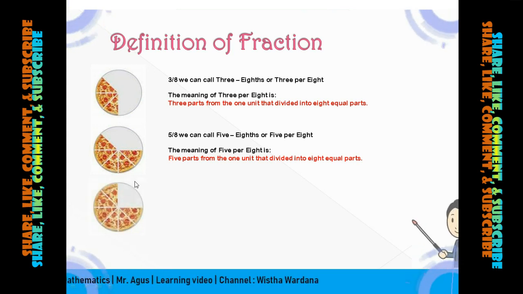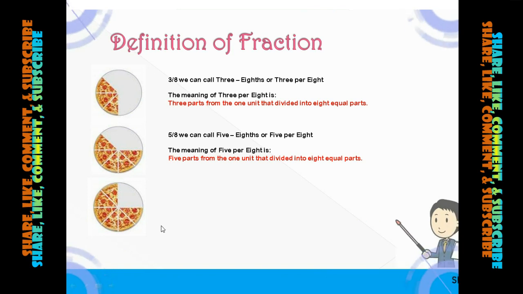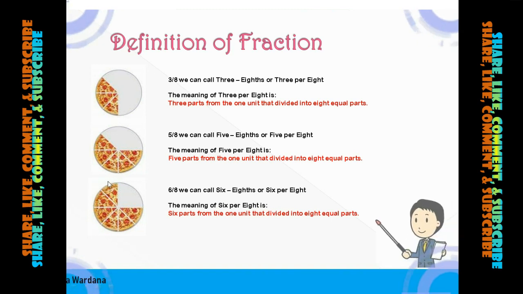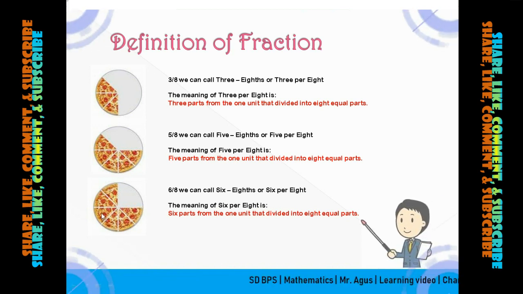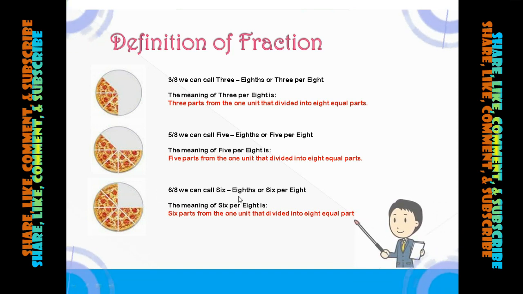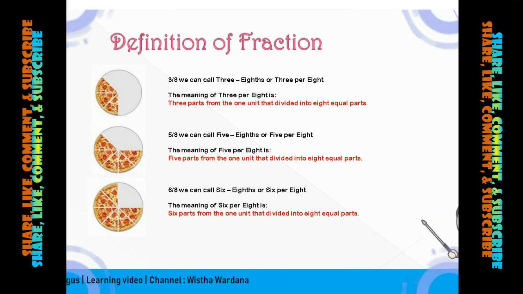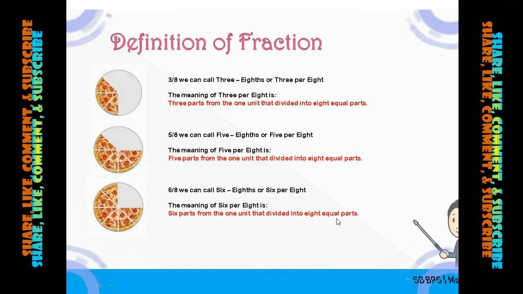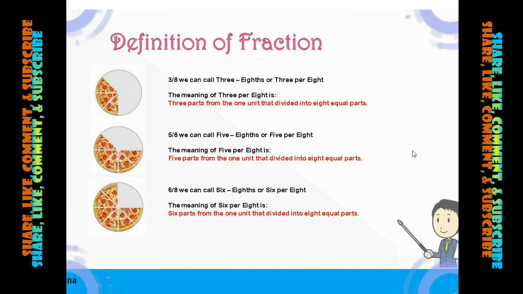And one more example. The third figure is 6 per 8, because we have one pizza that is cut into 8 equal parts and we have 6 parts of them. We can call it 6 eighths or 6 per 8. And the meaning of 6 per 8 is 6 parts from the 1 unit of pizza that is divided into 8 equal parts. I think that's clear. Let's go to the next.